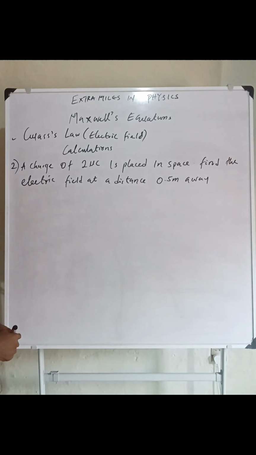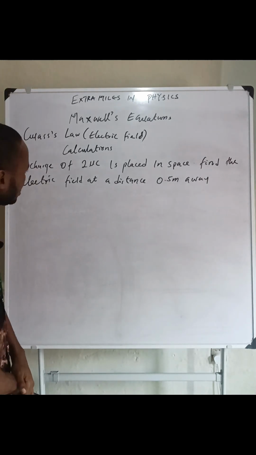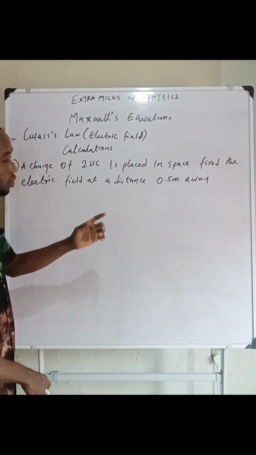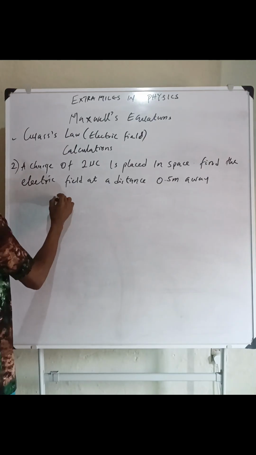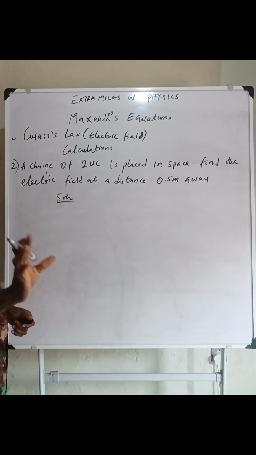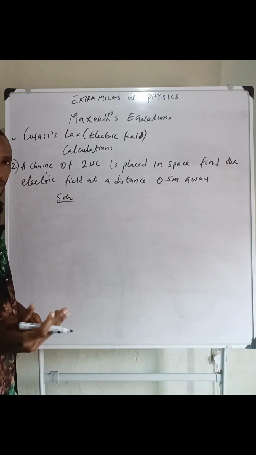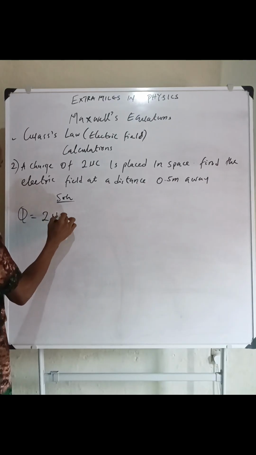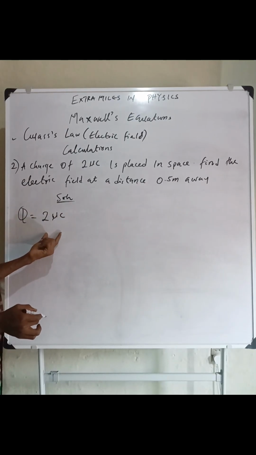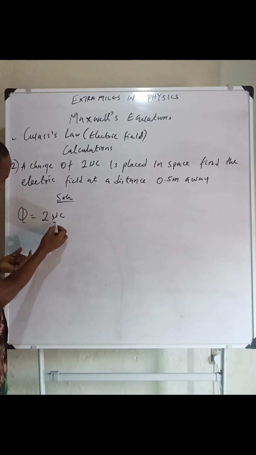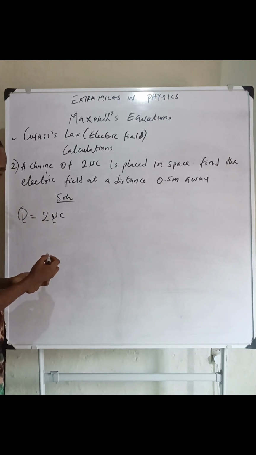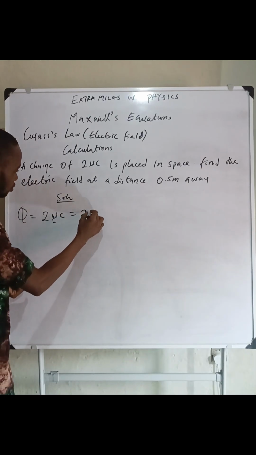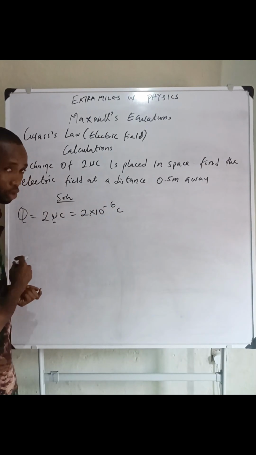A charge of 2 microcoulomb is placed in space. Find the electric field at a distance 0.5 meter away. So how do we do this? This is simple. So let's bring out our parameters first. Always bring out your parameters first so that you know the formula you're using to solve. So we have what here? We have charge 2 microcoulomb. Remember that charge should be measured in coulomb, and not microcoulomb. So how do we convert from microcoulomb to coulomb? Just multiply by 10 raised to power minus 6. So this will be equal to 2 times 10 raised to power minus 6 coulombs.